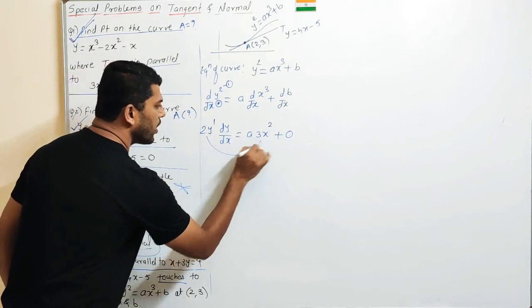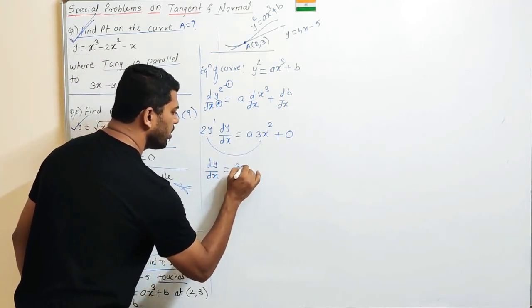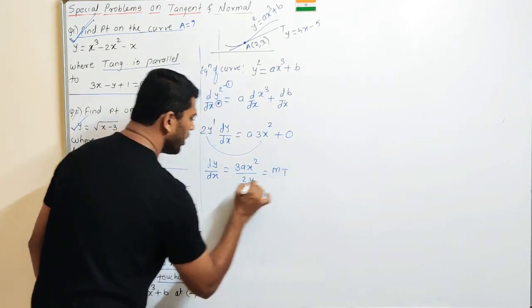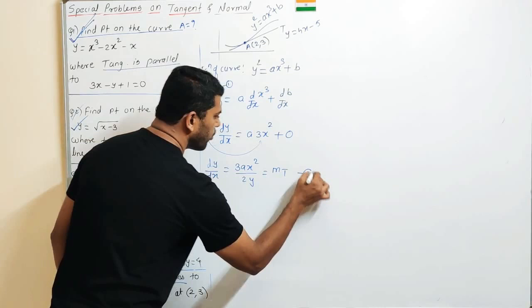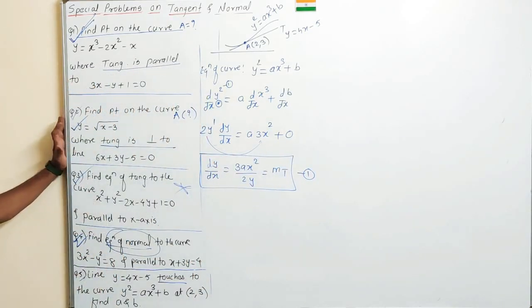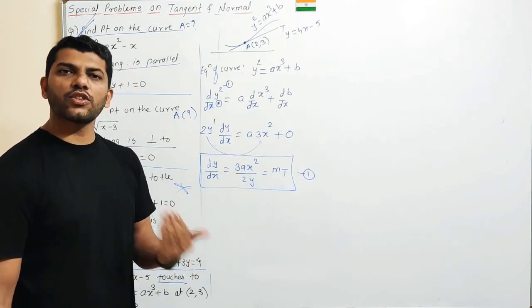Okay, shifting the 2y to the right-hand side. So the final answer for dy by dx is 3ax squared divided by 2y, and you know that the derivative is nothing but the slope of tangent. This is important: the derivative is nothing but the slope of tangent. Okay. Finally we got the expression for the slope of tangent.